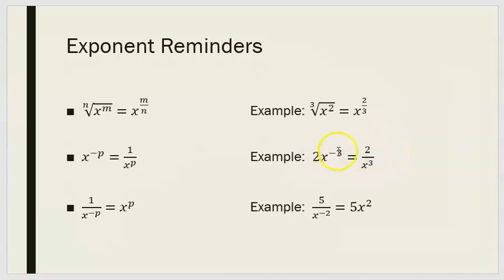So only the bases that have a negative exponent will flip, and then this is showing the same property the other way around. So if you have that negative exponent and it's already on the bottom of the fraction, then it will flip to the top. But again, the other numbers and bases that do not have negative exponents will stay where they are. So the 5 stayed on top since it was not affected by the negative exponent.